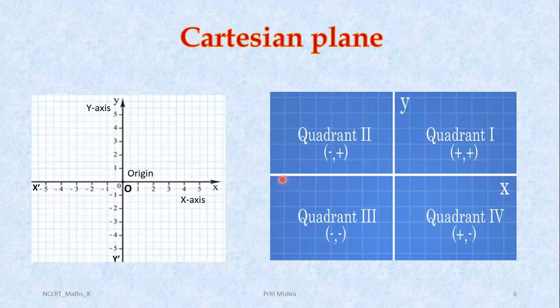The third quadrant is enclosed by the negative x-axis and negative y-axis. So all the points will have a minus-minus sign convention. The fourth quadrant is enclosed by the positive x-axis and negative y-axis. So all the points will have a plus-minus sign convention. So this is the Cartesian plane, which consists of two perpendicular axes, an origin, and 4 quadrants.